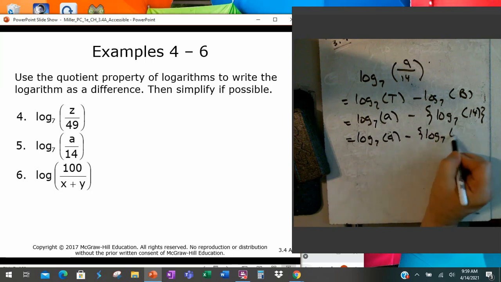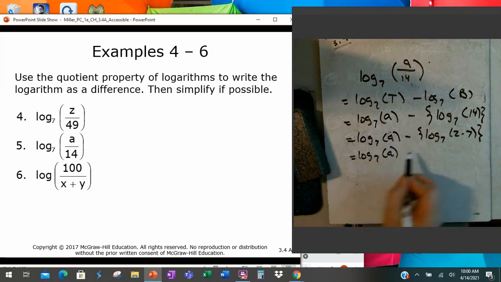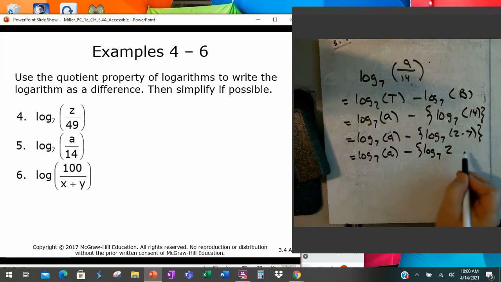And 7 is what? 2 times 7. Okay, so this, now this is multiplication, so multiplication goes to sums, but I'm subtracting all of this because it was from the bottom. Log 7 of 2 plus log 7 of 7. This is 1. Same base in the number.